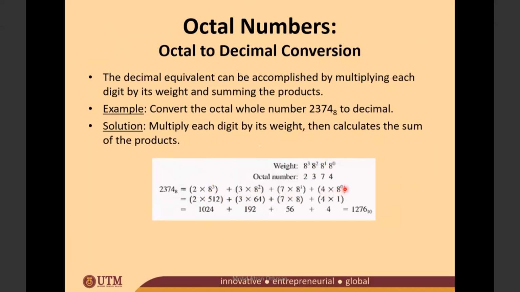dengan 8 kuasa 0. And then you sum them up and you will get 1, 2, 7, 6 base 10. Which is dapatkan dia punya weightage, terus dapat dia punya decimal number. So this is how to do lah, daripada octal ke decimal.